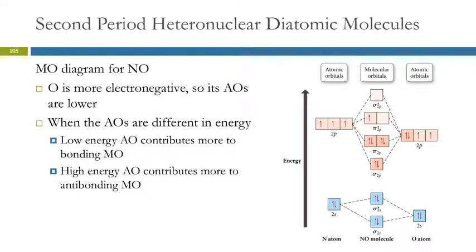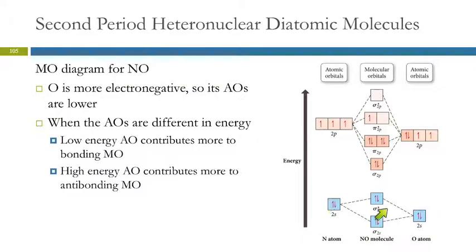Now we're going to look at second period heteronuclear diatomic molecules. So here the two elements are not the same. So here's one of my favorite molecules again. NO! So the MO for NO is here. Oxygen is more electronegative, so its atomic orbitals are lower in energy than those for nitrogen. So here we have nitrogen with its atomic orbitals 2s and 2p. Here's oxygen with its atomic orbitals, and these are a little lower in energy than the ones for nitrogen because of electronegativity.